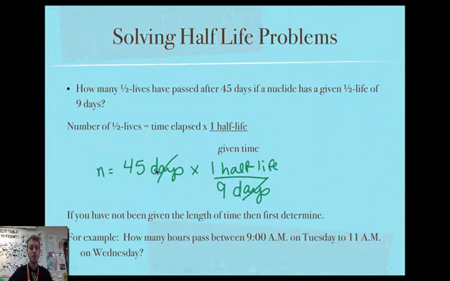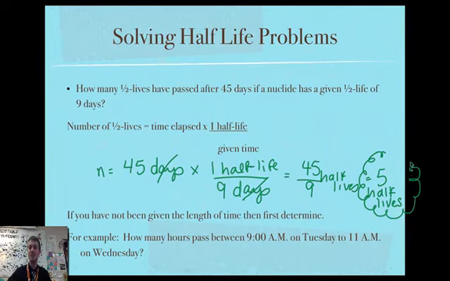Multiply across the top, so that's 45, divide by the bottom, and 45 divided by 9 is equal to 5. So I have 5 half-lives. This is what I'm going to plug into n. So many people want to plug in this 9. You put that in, you're wrong. Don't plug it in.